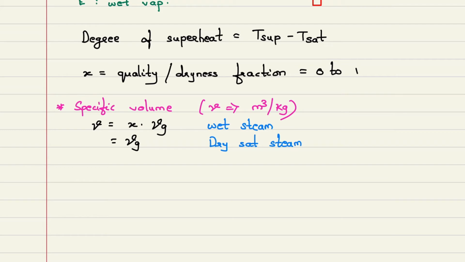And next, for superheated steam, it will be V = Vg into T-sup by T-sat. Now this T-sup and T-sat should be in Kelvin. So this is for superheated vapor.